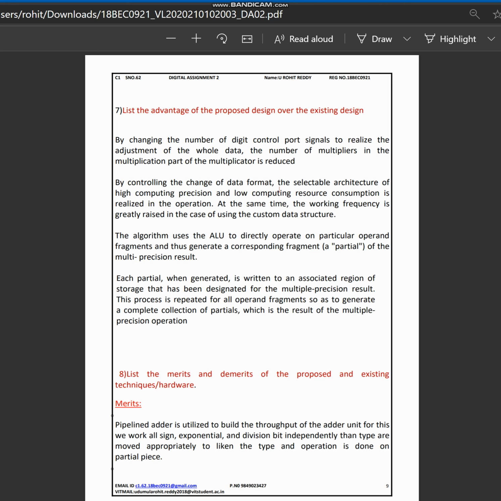So, what are the merits and demerits of the proposed and existing techniques or hardware? Merits: pipelined adder is utilized to build the throughput of the adder unit. For this, we work all sign, exponential, and division bit independently. Then type are moved appropriately to liken the type and operation is done on the partial piece.